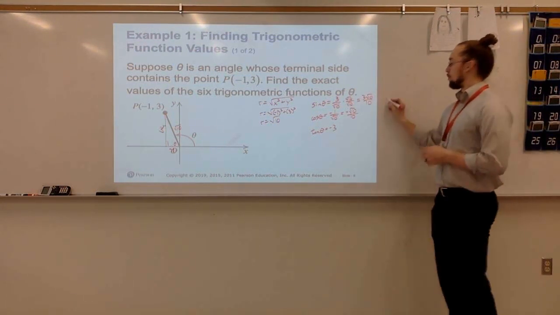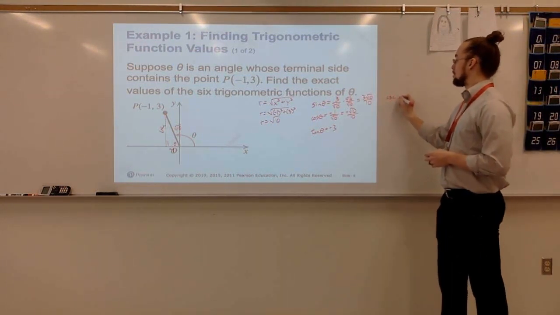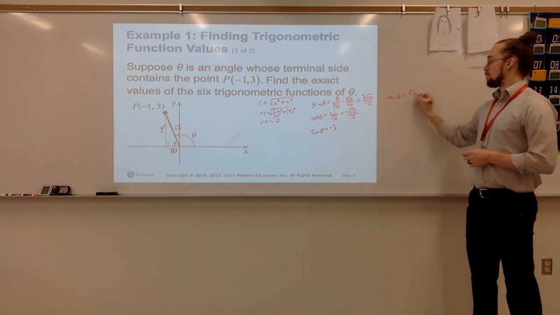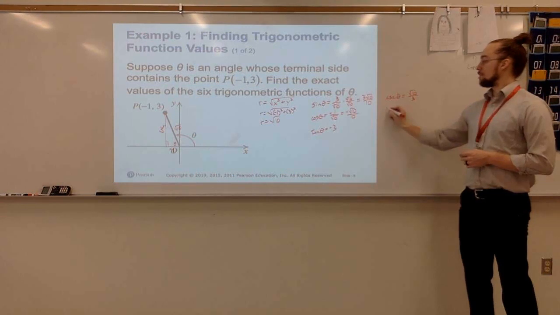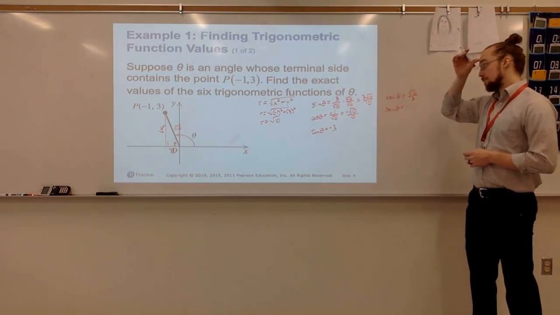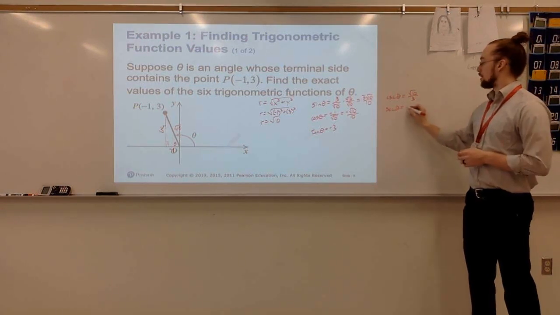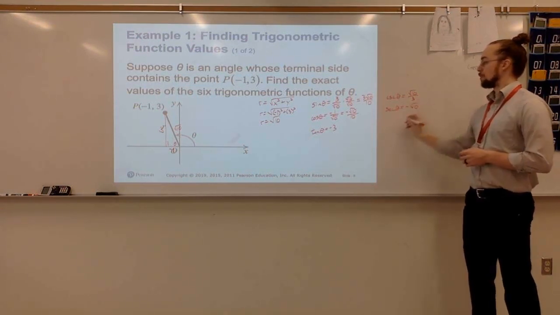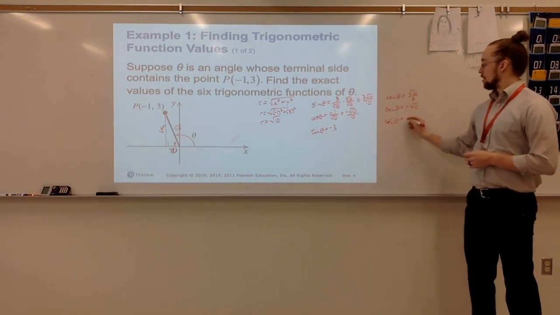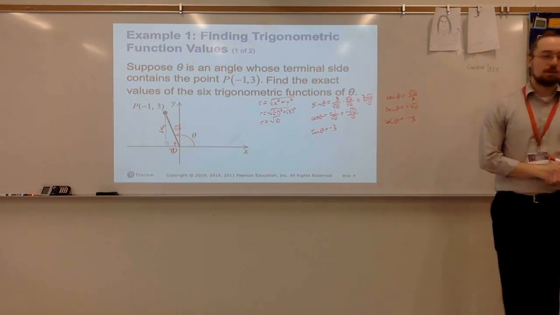Then our 3 other trig functions are just reciprocals. Cosecant will be square root of 10 over 3. Secant will be the square root of 10 over negative 1, which is just negative square root of 10. And then cotangent is negative 1/3.